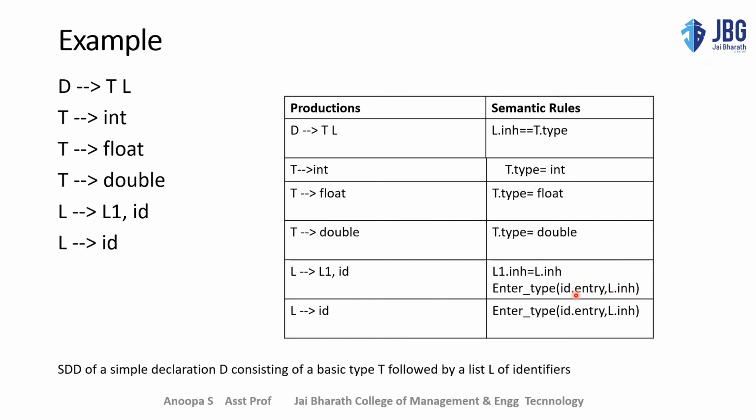This id dot entry means we will enter id. It is already there in the symbol table, or we will get it either from runtime or from compile time. That is why it is specified as id dot entry comma L inherited. Then enter type means we have to enter this value in the symbol table. That is why the rule is specified like this: enter type id dot entry comma L inh, and that inherited value is assigned to L1. So these are all examples of inherited attributes.